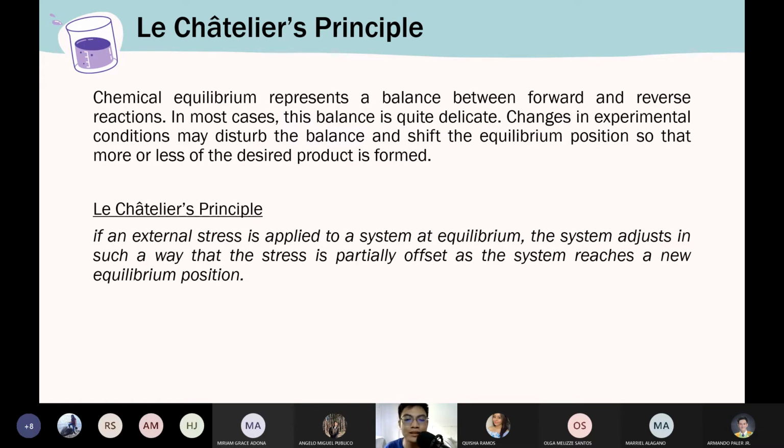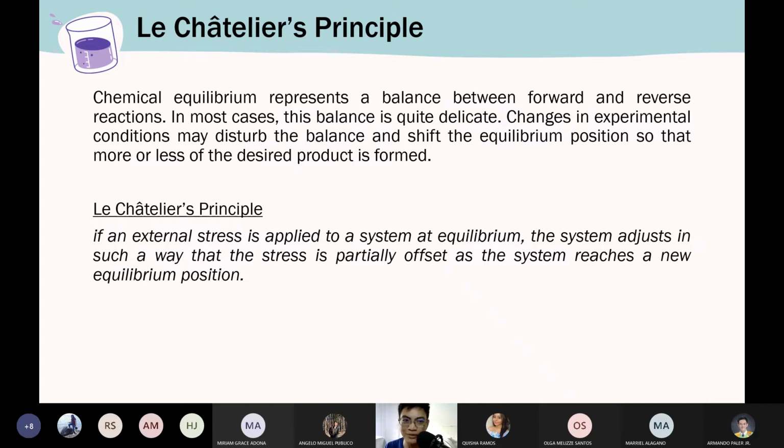And then, since katulad natin, pag nag-stress, ano yung sinasabi sa atin? Adapt, no? Mag-adapt ka na lang sa stress. Filipino ka eh. Mabuhay ka sa stressful life. So, ganun talaga, ganun din yung mga chemical systems. They don't have any choice but to adjust the equilibrium. And that is the principle of Le Chatelier.